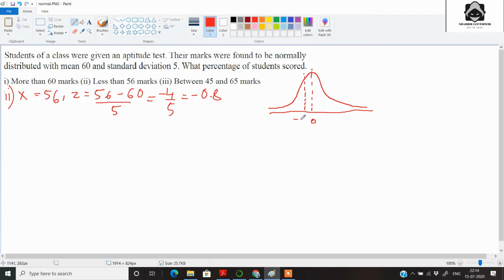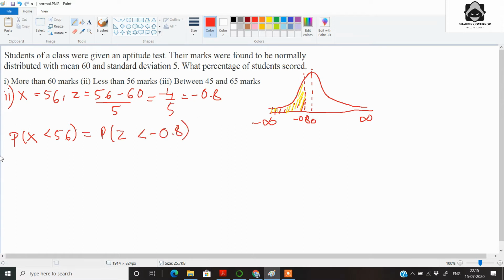So suppose we have 0.8 here, and this is infinity and minus infinity. So we have to find the total probability up till this point. So we can actually say that we have to find P of x less than 56, which is also equal to P of z less than minus 0.8 on a standard normal distribution.